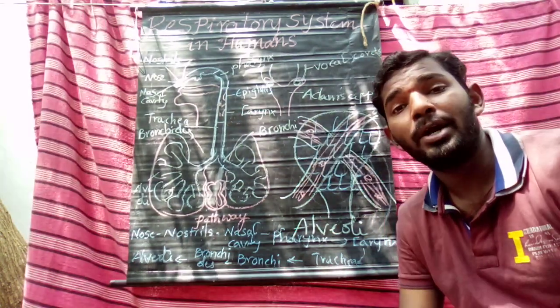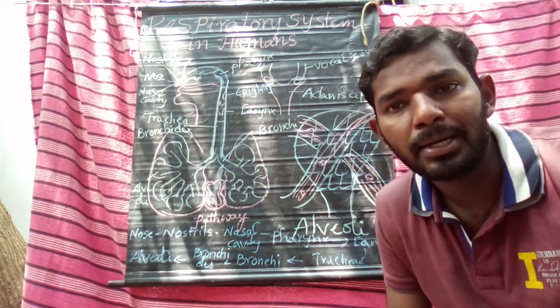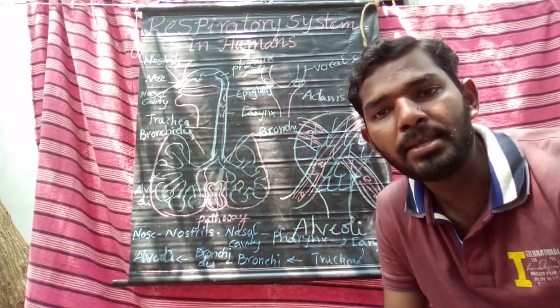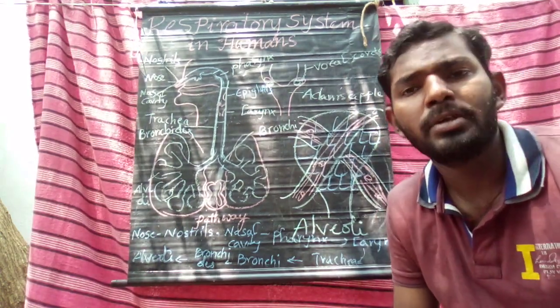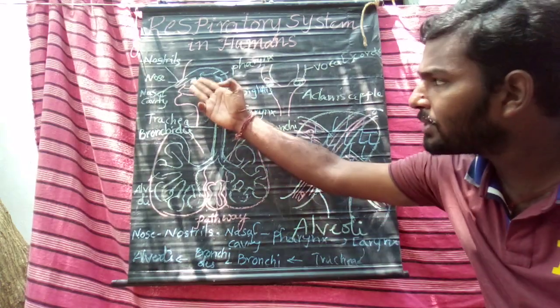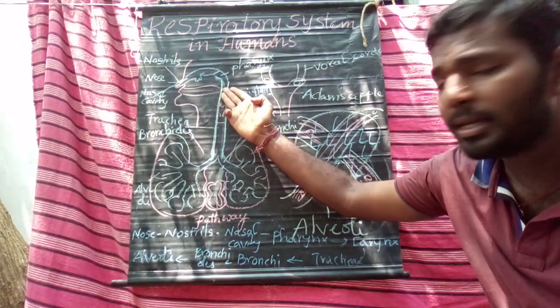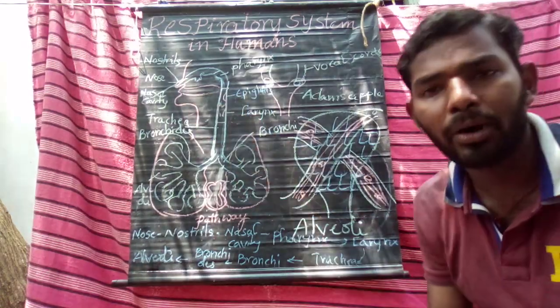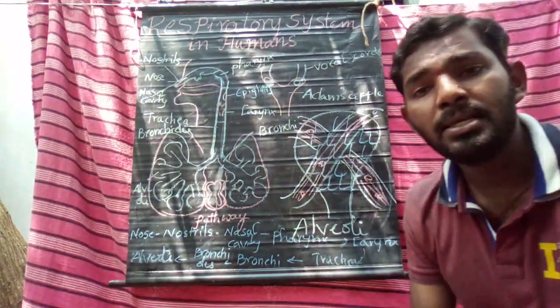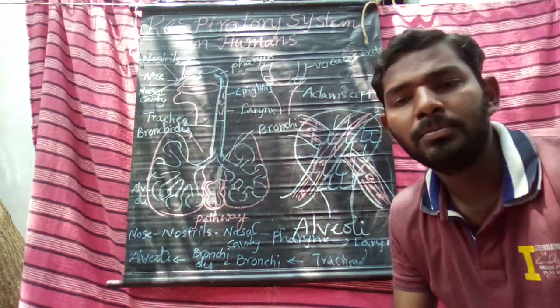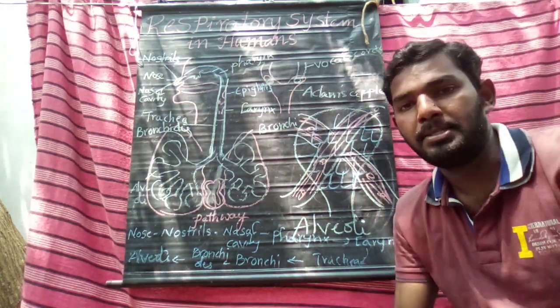Again, the pharynx is divided into three parts. The first part is the nasopharynx, then the oropharynx, and the laryngopharynx. The nasopharynx is the end part of the nasal cavity and the starting part of the pharynx. The next one, the oropharynx, is the connection to the oral cavity. And the laryngopharynx is the end of the pharynx and the starting of the larynx.